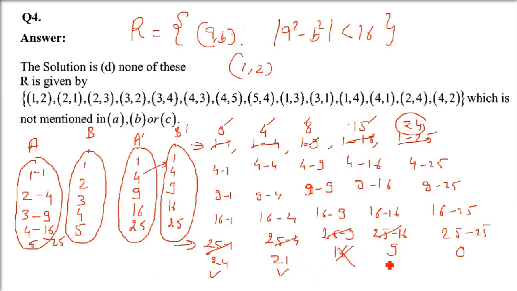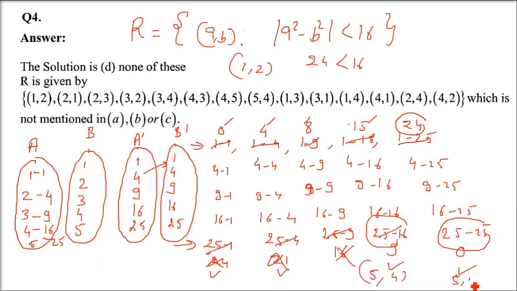Now see here, 24, 21, 16, which all is less than 16? Only 0 and 9. 24 is not, because 24 is not less than 16. 21 is not less than 16. 16 is not less than 16. So we just cancel it out. 9, less than 16. So how do we take this? 5 and 4, 25 minus 16. 5 and 4 we are going to take. Here we are going to take 5 and 5. So this is 5, 4, and this is 5, 5.